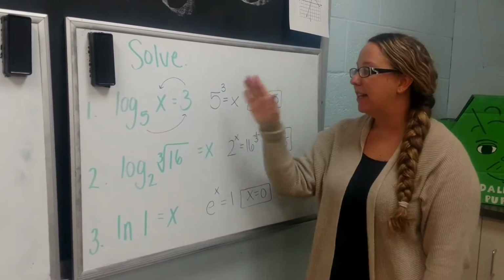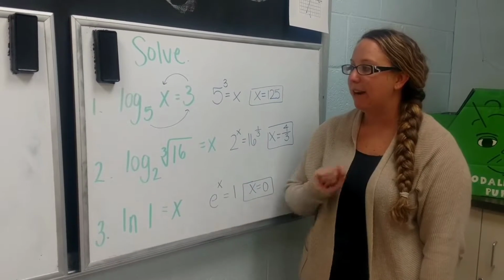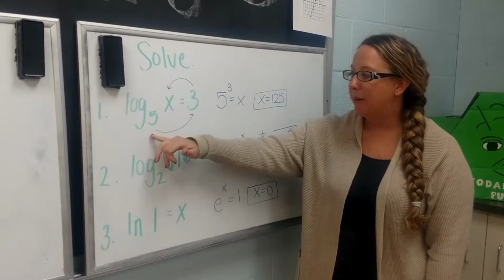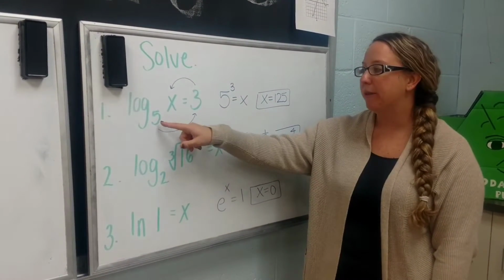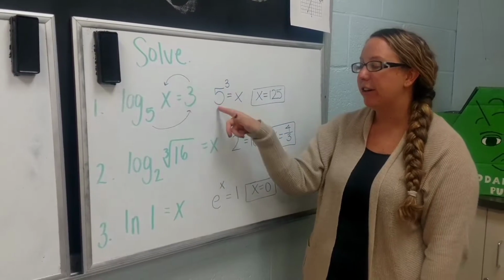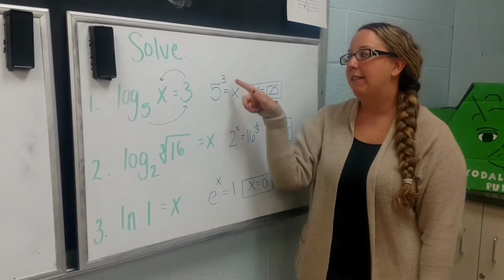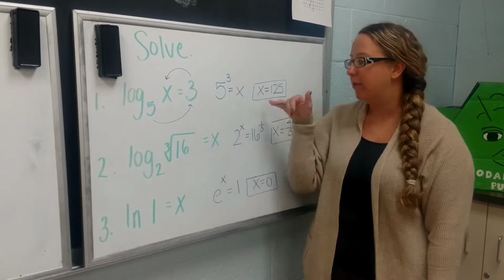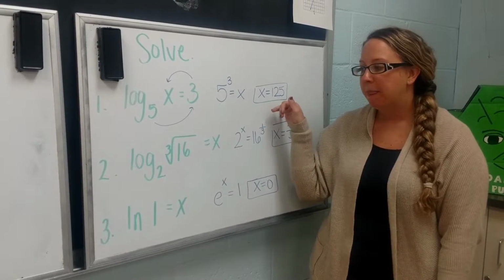We're going to solve these for x because you'll have a variable in every single one of them. So log base 5 of x equals 3. I'm going to rewrite this as 5 to the 3rd equals x. And 5 to the 3rd is 5 times 5 times 5, which gives me 125.